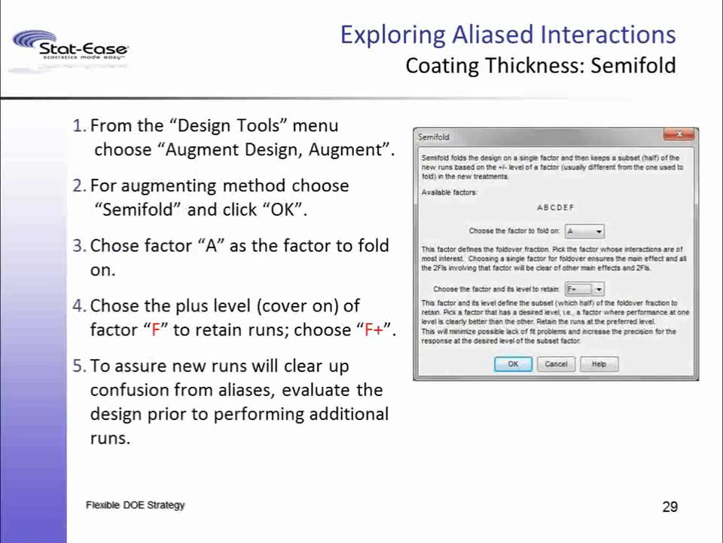Again, I put the instructions if you want to go through this in Design Expert up here. When you choose the semi-fold option, you get this screen, where we tried to write a lot of explanation to guide you along. Choose the factor to fold on, that's factor A. Then secondarily, choose the factor and the level to retain. So the second one is choosing an insignificant factor and tell it which half of the runs you want to run. The other half will be discarded.